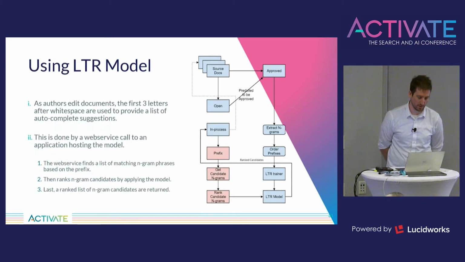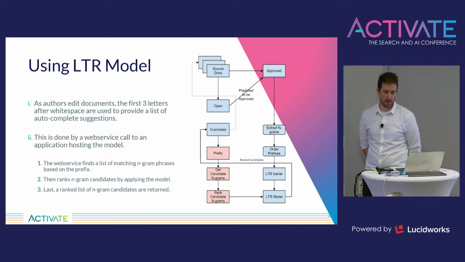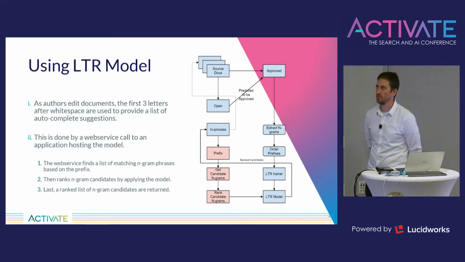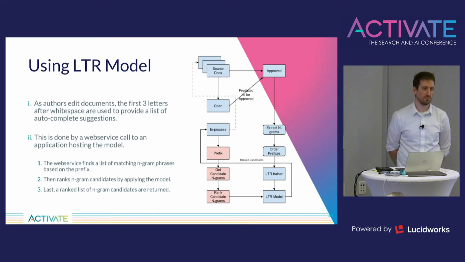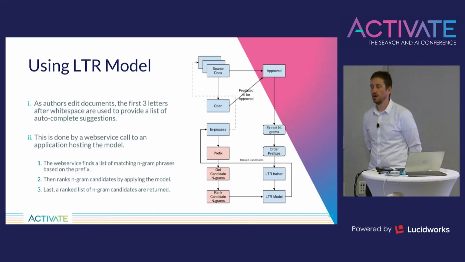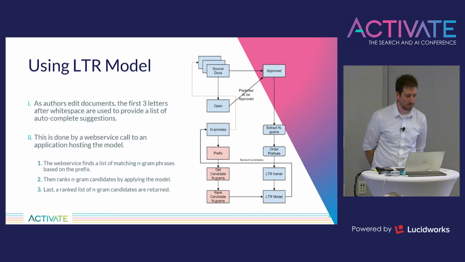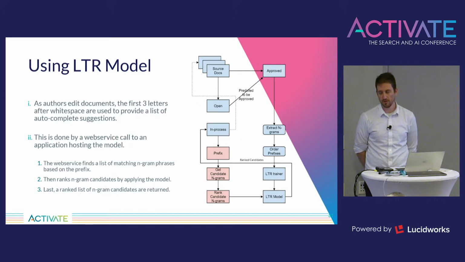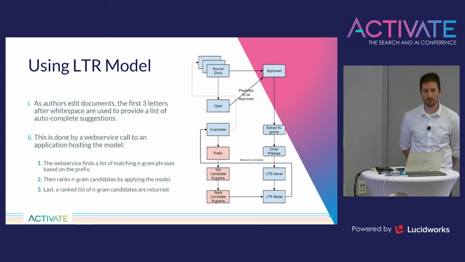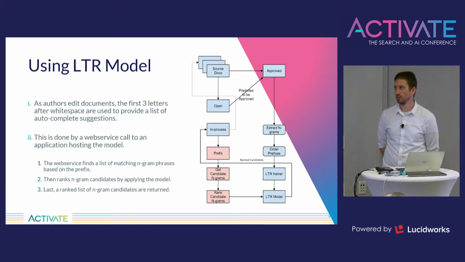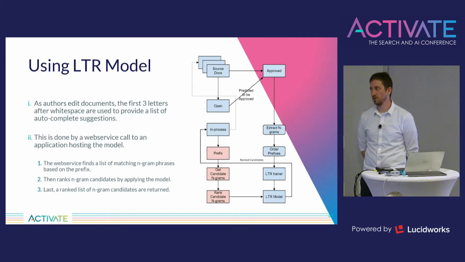So using the learning to rank model. As authors edit their documents, when they type 3 letters after a white space, we use that to provide a list of autocomplete suggestions. What happens here is a call is made to a web service that's hosting the model, and it returns the list of sorted candidate suggestions. So the web service finds a list of matching n-grams, then ranks the n-grams by applying the model, and that list of n-grams is returned.